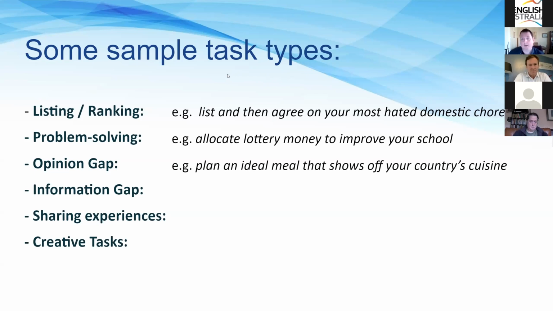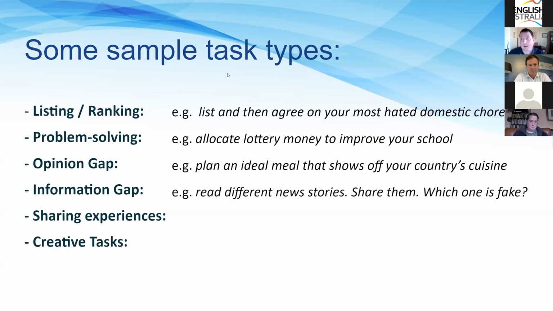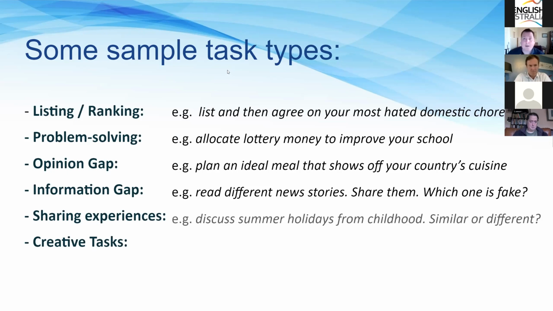Opinion gaps are absolutely central to task-based learning. For instance, planning an ideal meal that shows off your country's cuisine. So seeing if you can agree or disagree on what dishes to include. And of course, information gaps such as jigsaw reading or other type tasks. Perhaps you might get your students to read 4 or 5 different news stories. Then they get together, share them, and decide which one of the news stories is fake news and not real. Something as simple as sharing experience is fundamental to task-based learning. This is a fundamental part of human discourse. For instance, discussing your holidays when you were a kid and just naturally comparing and evaluating how similar or how different they were.